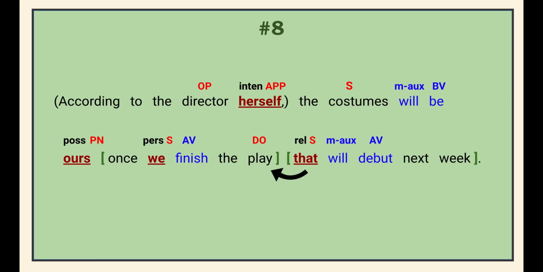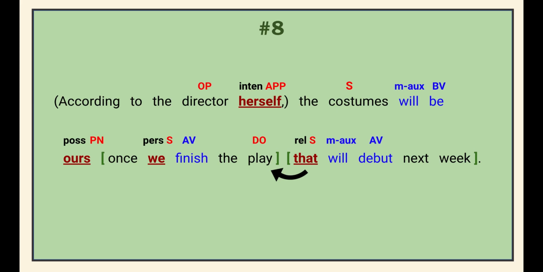Number 8. According to the director herself, the costumes will be ours once we finish the play that will debut next week. Our verbs are will be, finish, and will debut. Our first pronoun is herself. It's an intensive pronoun, and we know this because it's acting as an appositive, renaming the noun director that comes right before it. Director is an object of the preposition according to.